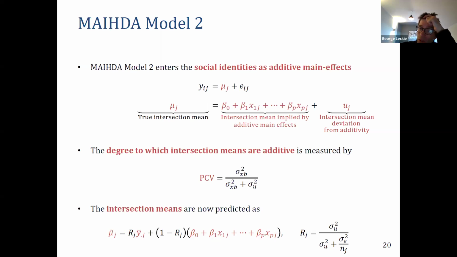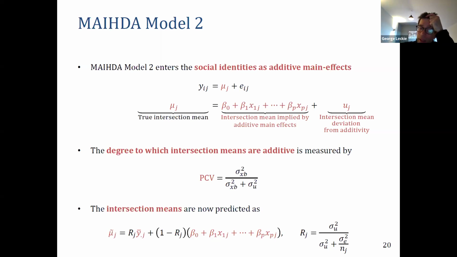And so this is going to give you the predicted mean outcome based on the additive effects of gender, ethnicity, occupation, and education. Now, that's not going to perfectly get us to the means, because we know there's some non-additivity going on, and that's captured by this random effect over here, whose interpretation is now how the true intersection mean deviates from additivity rather than the German-wide average.